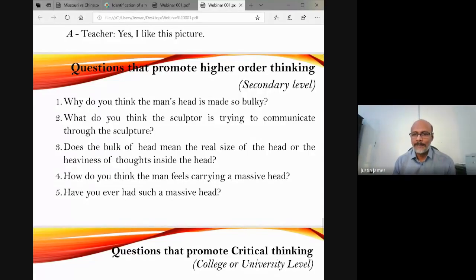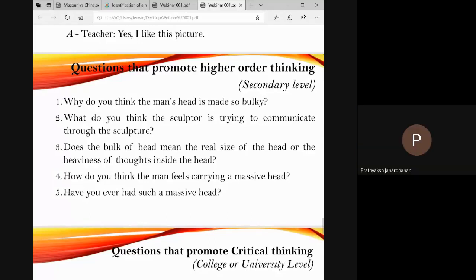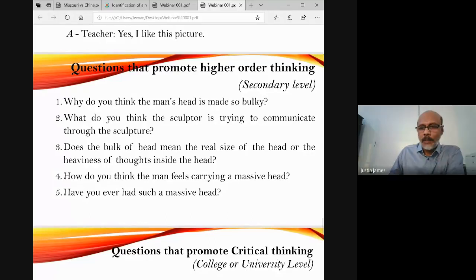Now, what do you think? Is it an easy question to answer or difficult? Giving a reason. Can you all see the slides? Okay, thank you. Do you think this question is difficult or easy?